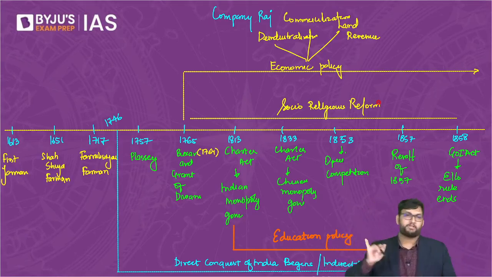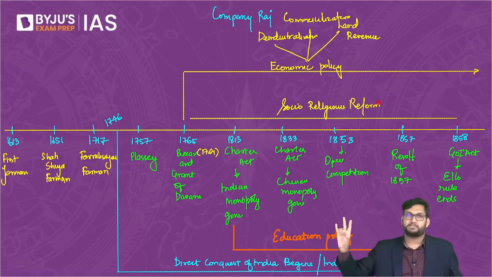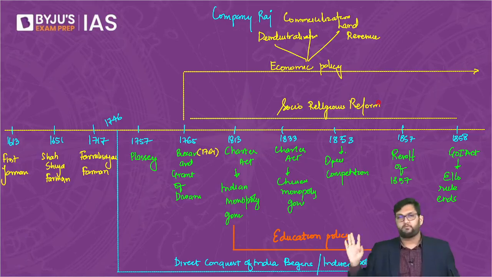I presume you understand Charter Acts. I presume what is a joint stock company. I presume what is a private company. I presume education policy. I presume social justice reform movement. Now our agenda is totally different. So our 1746 is the first Carnatic War, 46 to 48.